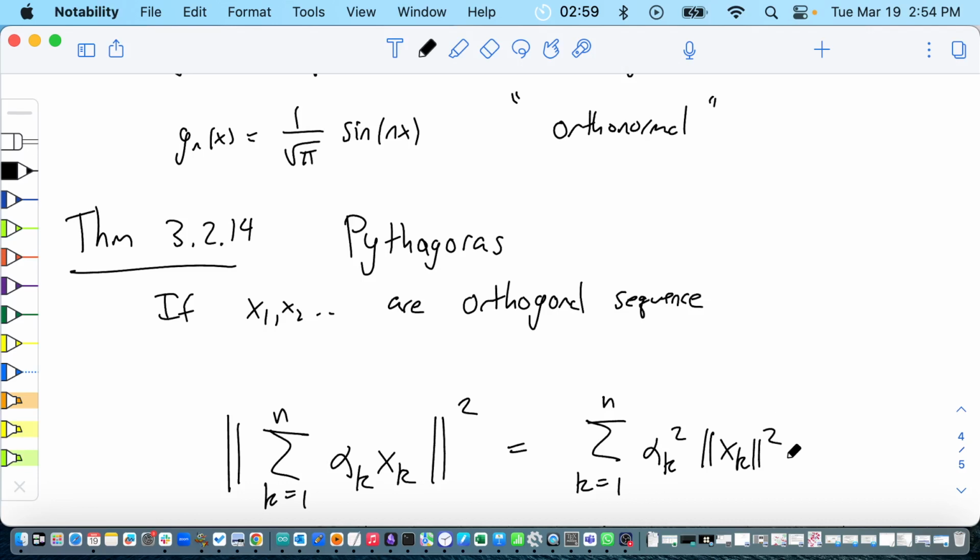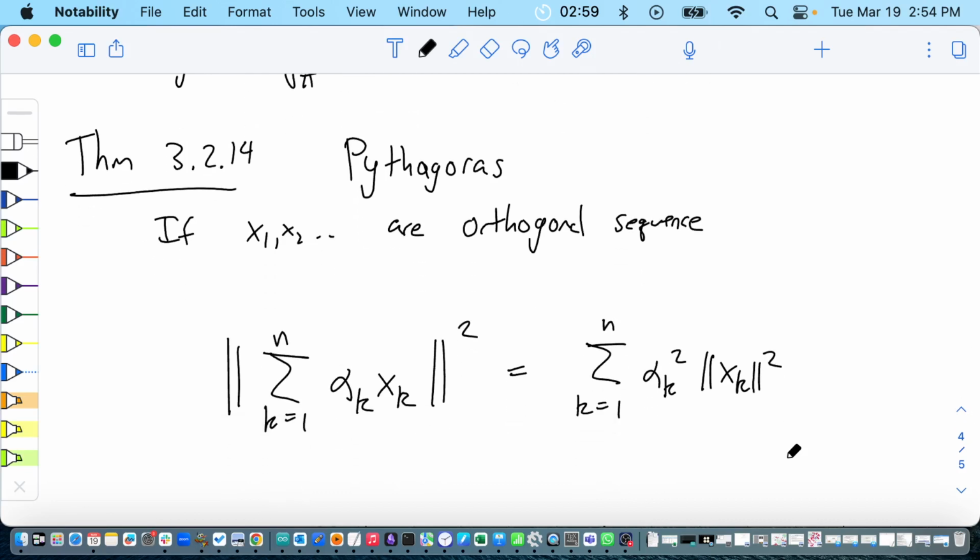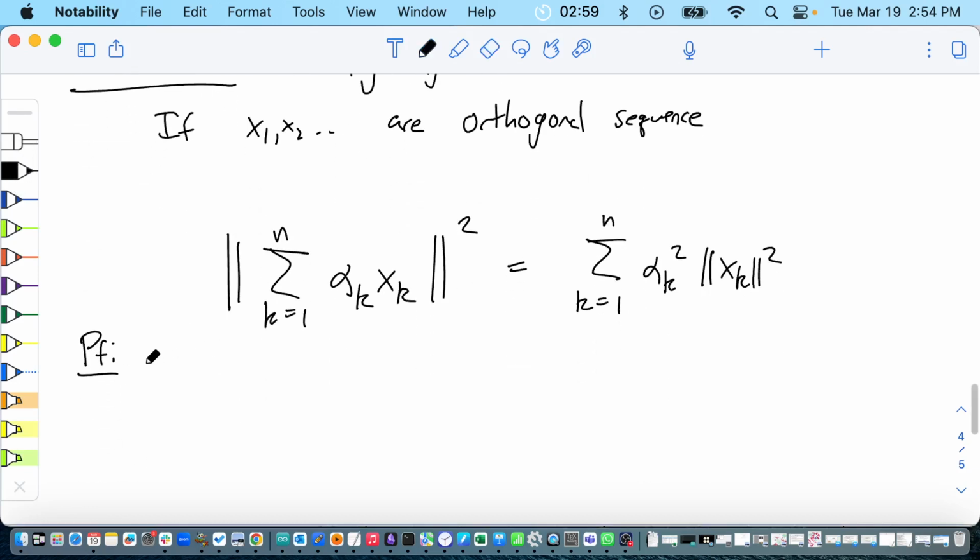So when you want to find the norm of something, if you write it as a linear combination of things from your orthogonal sequence, then you don't need to worry about anything other than the square of the coefficients. It all works out nicely. And the proof is going to be by induction, and I'm going to use the baby version of Pythagoras. So the proof, we're going to start with this baby Pythagoras, and we're going to use the baby Pythagoras to prove the real Pythagoras that we want.